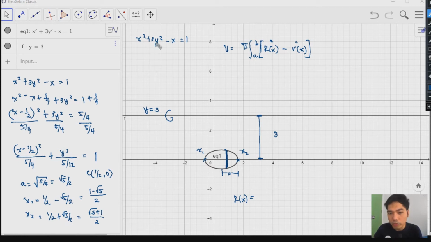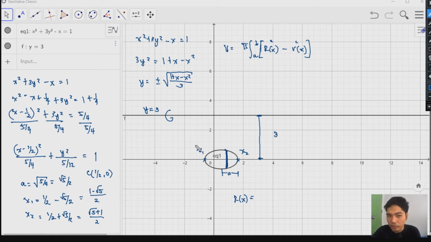So if you want to utilize this idea, so we have 3y squared is equal to 1 plus x minus x squared, and then dividing this all by 3, and then taking the root of this, so we have y is equal to plus or minus the square root of (1 plus x minus x squared) all over 3. So in this case, there are two solutions, separated by plus and minus, because the positive one is this portion of the graph, and then the negative one is the lower portion.